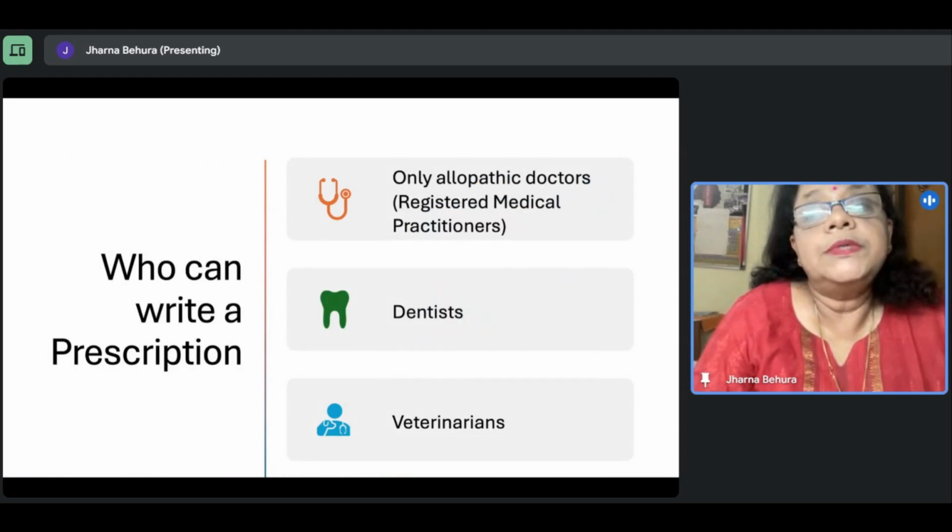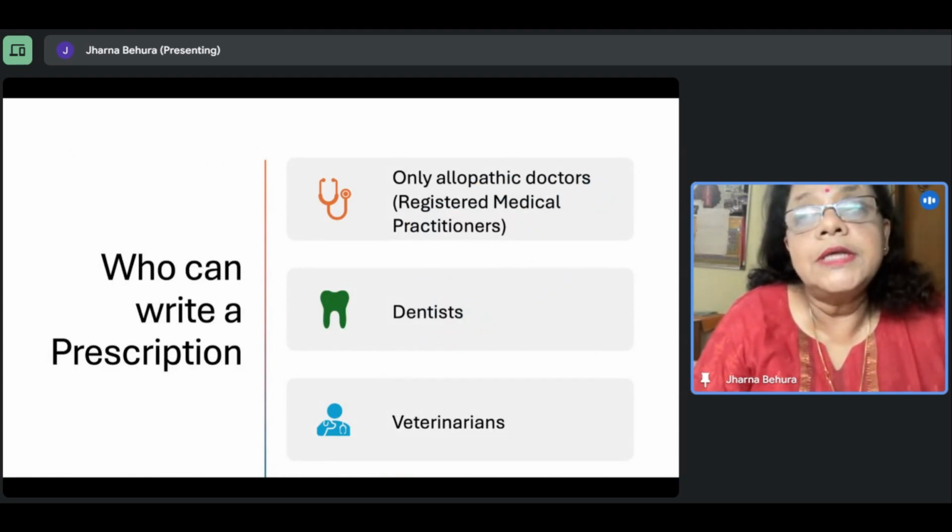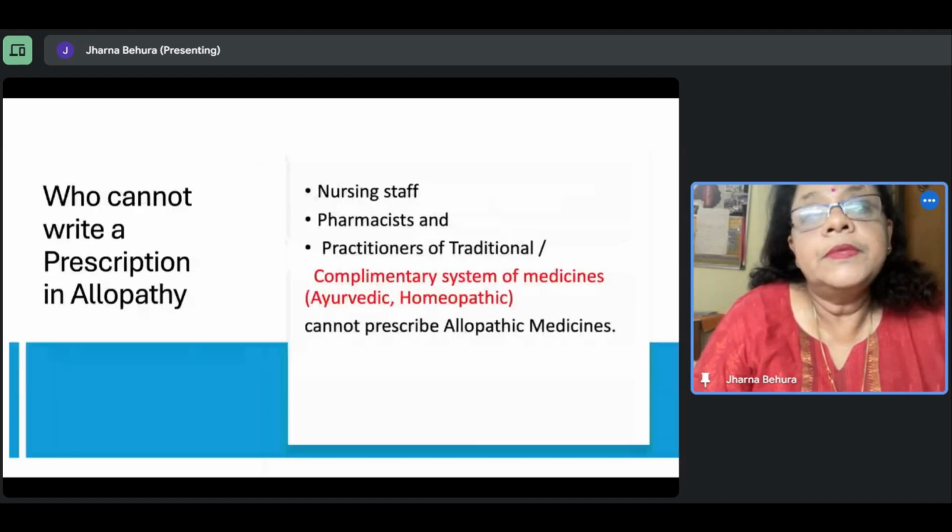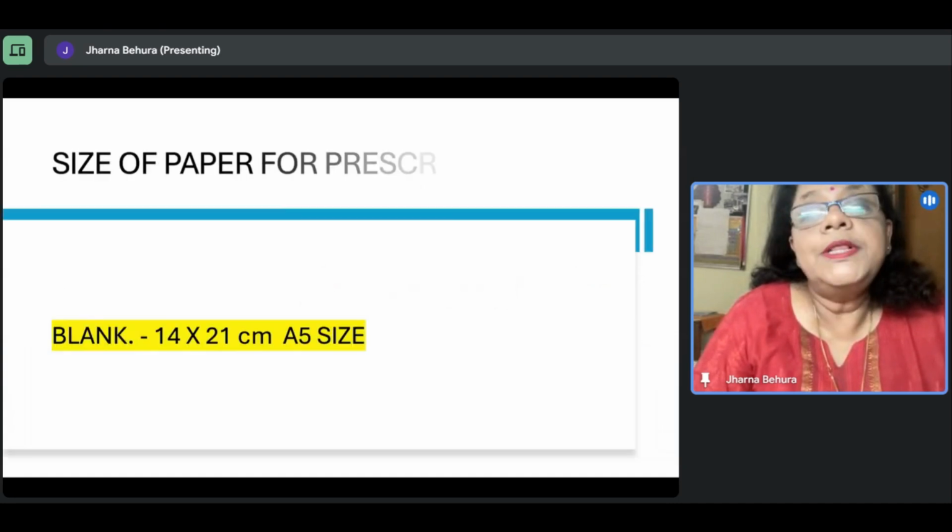Now the prescription writing, the basic rules. Who can write a prescription? Only allopathic doctors, that means registered medical practitioners, registered either in the state or with the Medical Council of India, can write, along with dentists and vets. Who cannot write a prescription in allopathy? Nursing staff, pharmacists, and practitioners of traditional or complementary systems of medicine like Ayurvedic and homeopathic cannot prescribe allopathic medicines. What should be the size of the prescription? It should be A5 size.